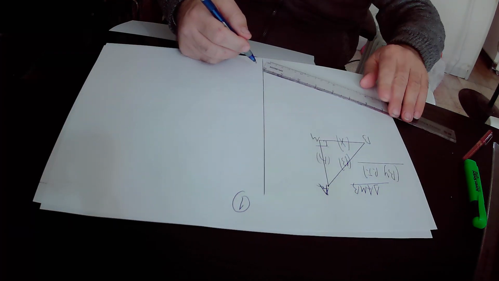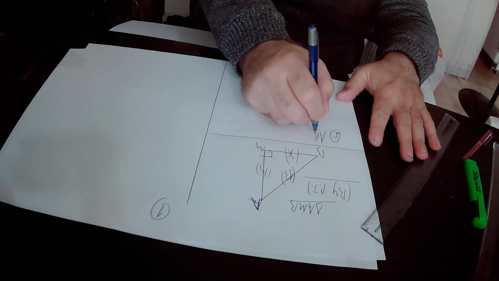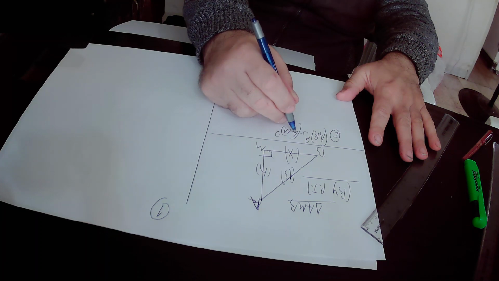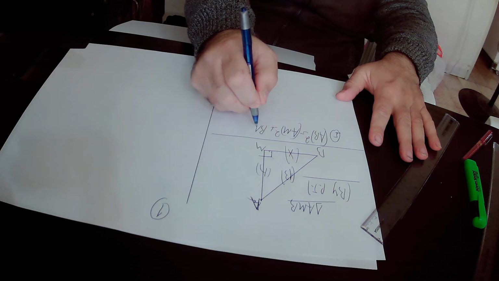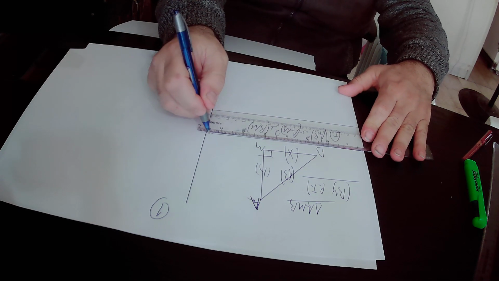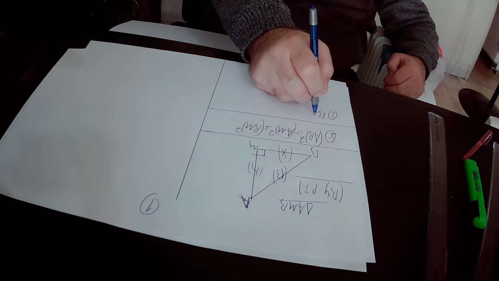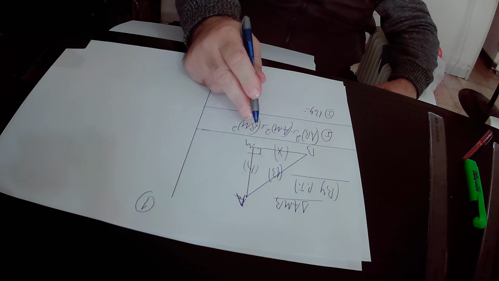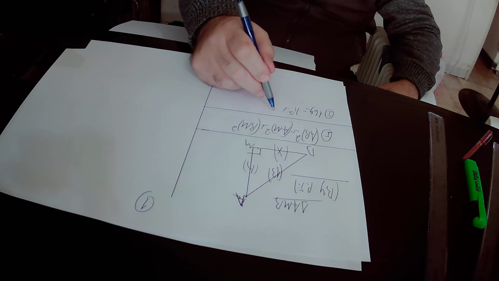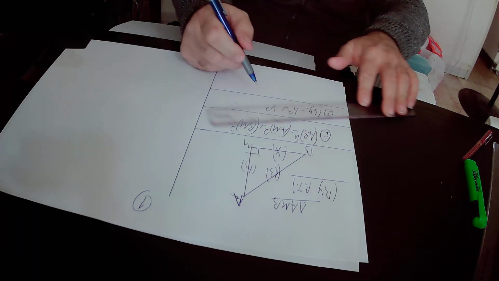In this right triangle ABM, according to the Pythagoras theorem, we get that AB squared equals AM squared plus BM squared. AB is 13, therefore AB squared is 13 squared, that is 169, and it equals AM squared. AM is H, therefore AM squared is H squared, plus BM squared. BM is X, therefore BM squared is X squared. We found that according to equation number 1, 169 equals H squared plus X squared.